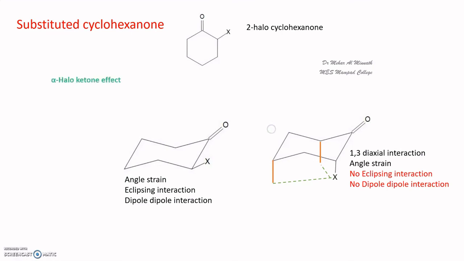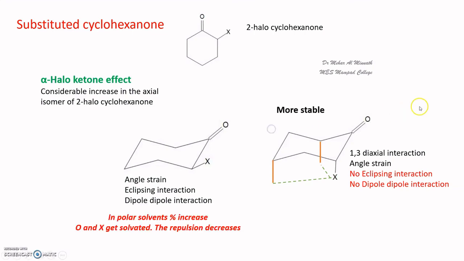Okay, in the case of 2-halocyclohexanone, that is called the alpha-halo ketone effect. The considerable increase in the axial isomer of 2-halocyclohexanone, that's called the alpha-halo ketone effect. Okay, so this is more stable.